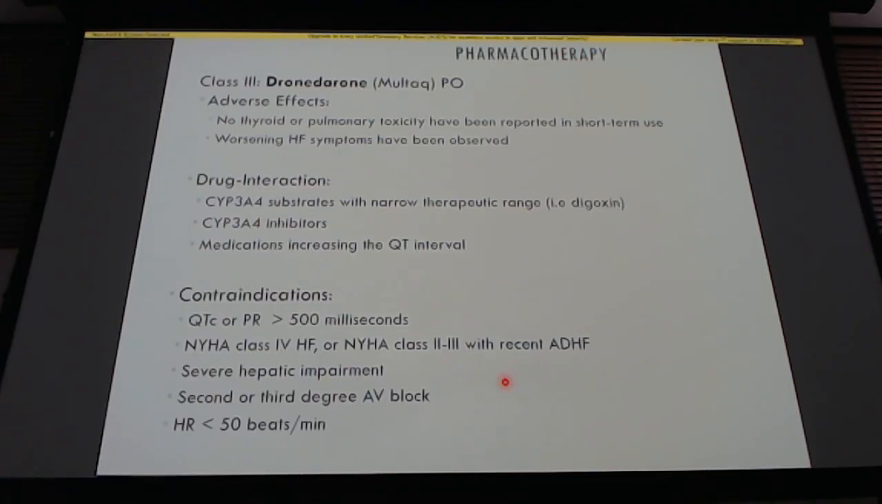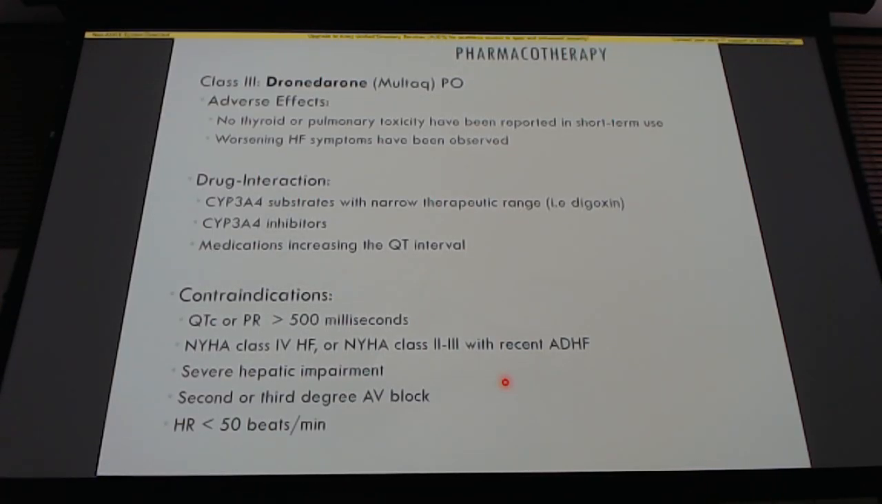I don't need you to remember how many milliseconds, okay? And then with our patients who have acute decompensated heart failure, don't worry about the classification. Just remember if they have heart failure, acute decompensated heart failure, we're trying to avoid our dronedarone.